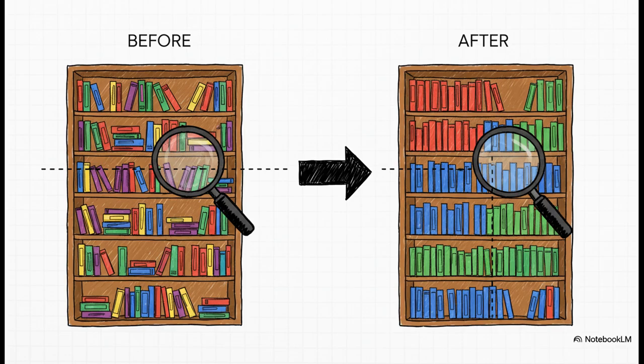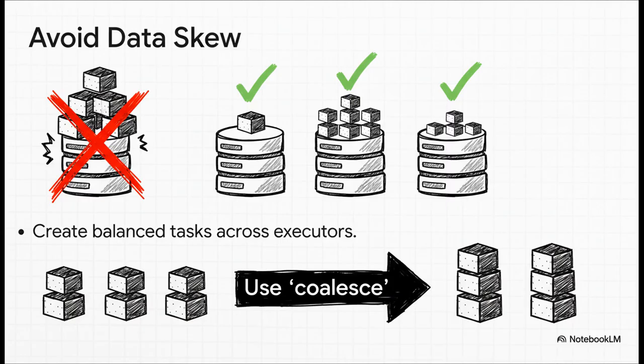That's exactly what partitioning does for Spark. It groups related data together, so Spark knows exactly where to look. So the goal here is to get your partitions just right. It's like Goldilocks. Too few partitions and you're not using all your workers. No parallelism. Too many and the management overhead just kills your performance.